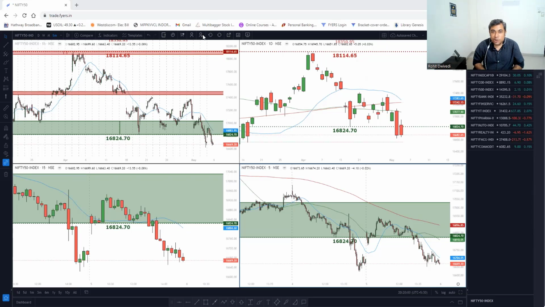This analysis video is going to be very interesting because in this video, I'm going to show you something really interesting on the 5-minute chart. So please watch the complete video. Let's get started. So this is the Nifty daily chart.